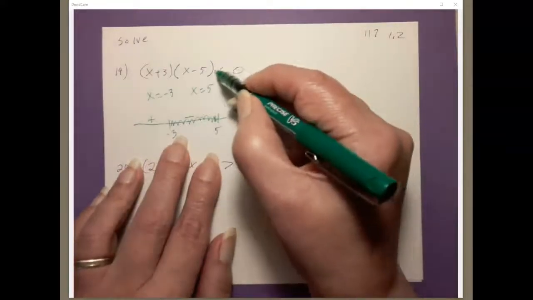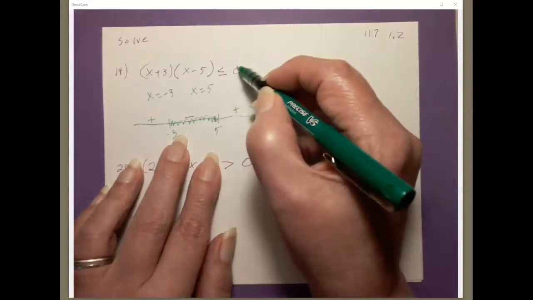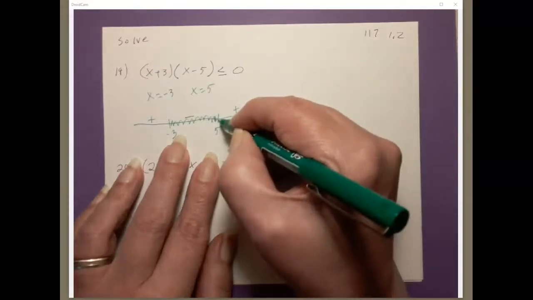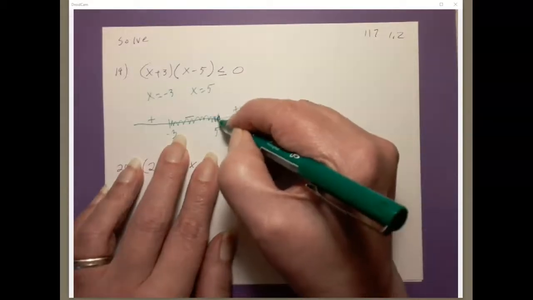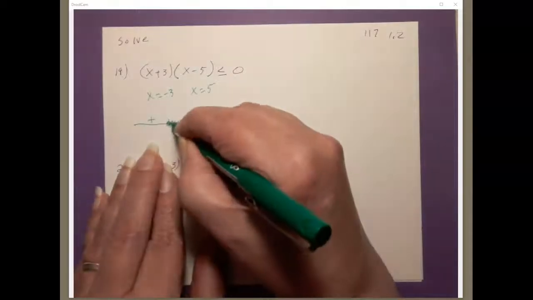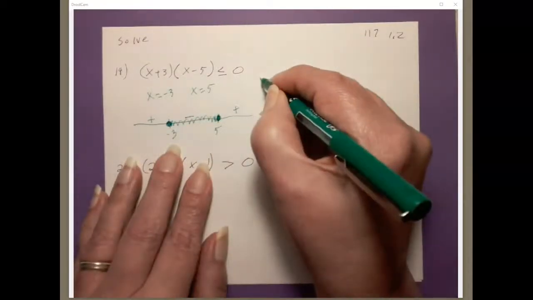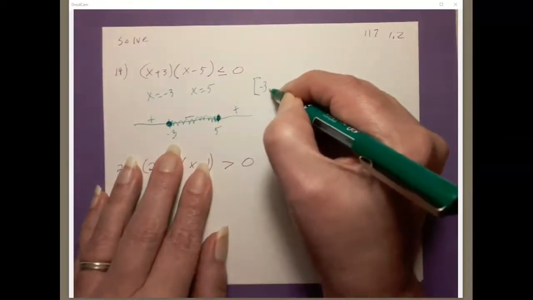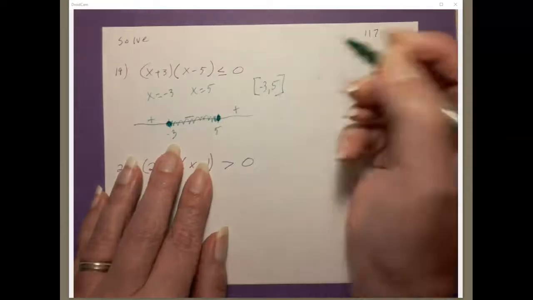I can also have it equal to 0, so then I have to choose whether I want open or closed circles, and equals means that I can include the places that make it 0. So my solution set would be here from -3 to 5, including those.